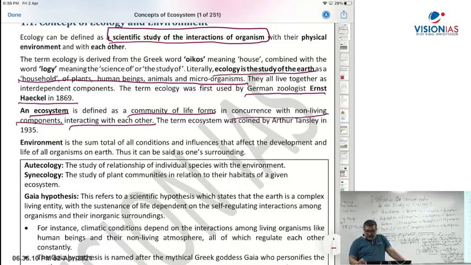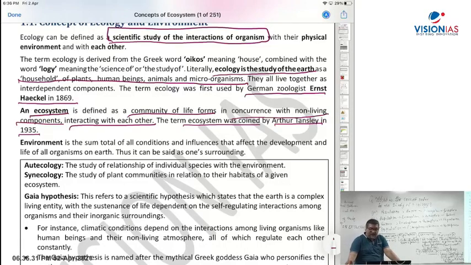And the term ecosystem was coined by Arthur Tansley. Arthur George Tansley. Arthur Tansley gave the concept in 1935. The ecosystem concept was put forward by Arthur George Tansley, another scientist in the subject of ecology.